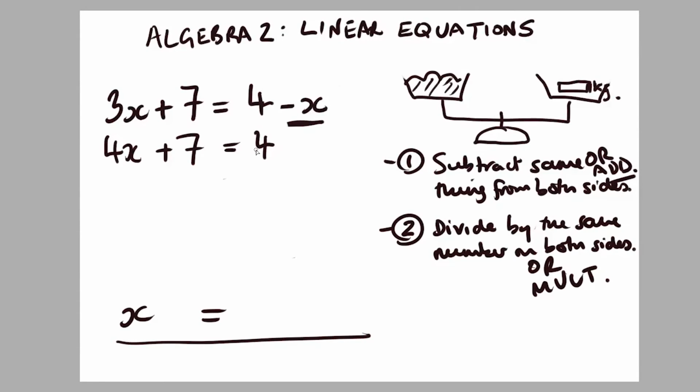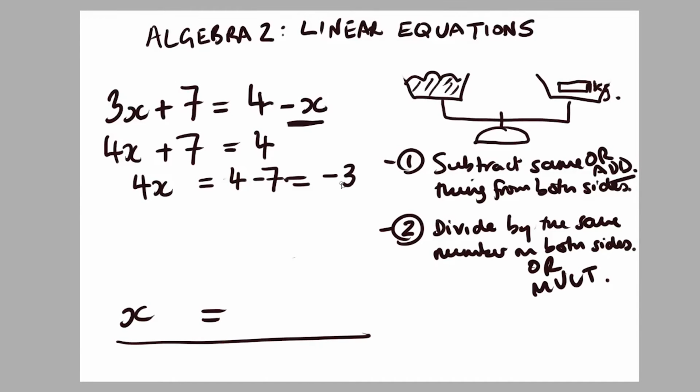It's a little bit easier, but the problem now is this plus 7. I don't want a plus 7, I only want x's on this side. So to get rid of this, I'm going to subtract 7. So I'm going to get 4x equals 4 minus 7. Subtract it from both sides, so it still balances. And that is minus 3.